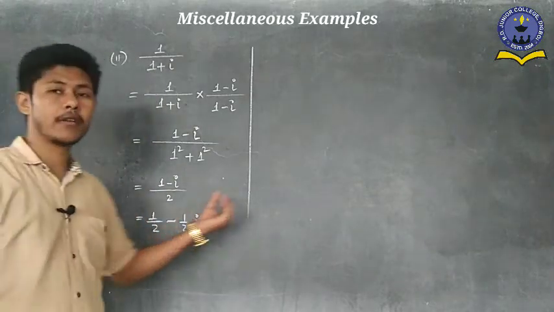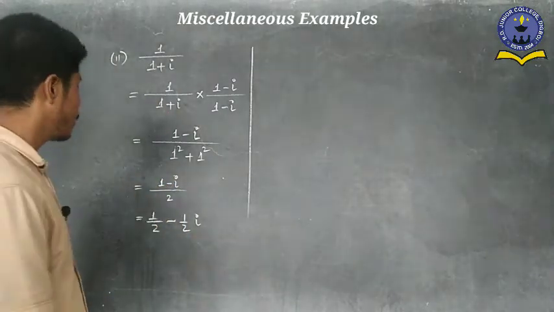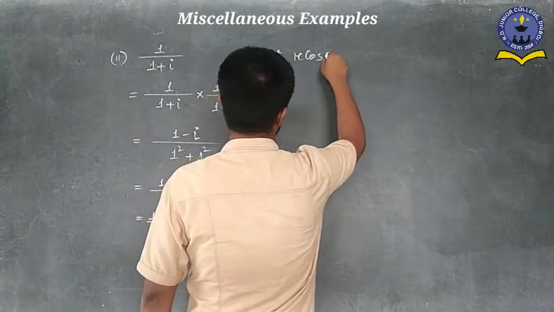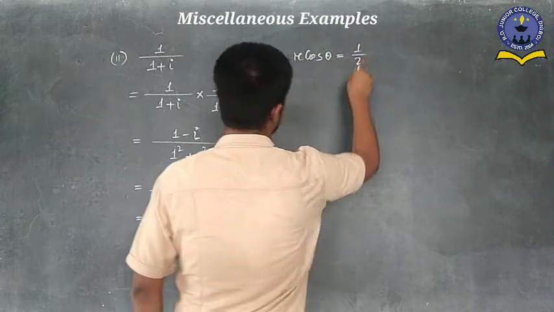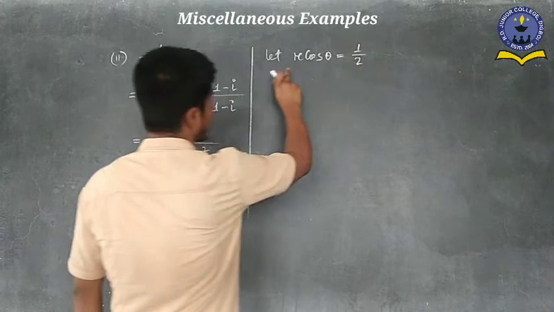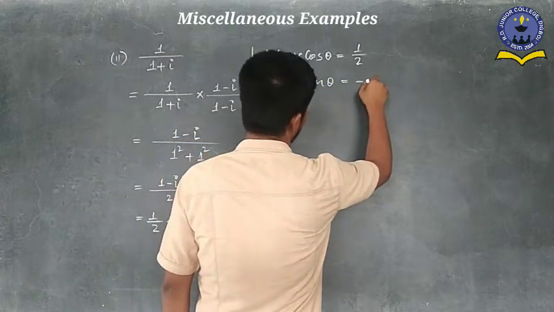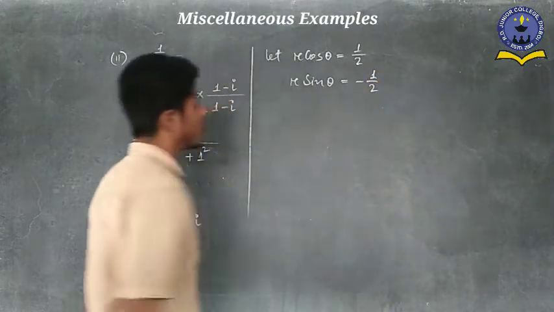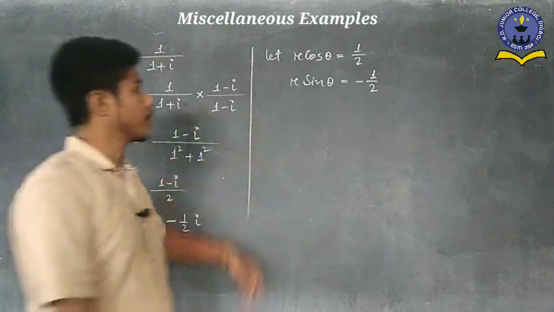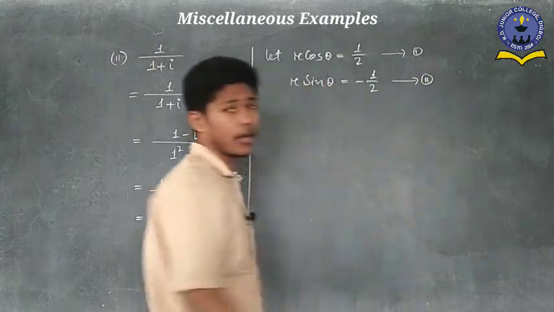So that's why we consider the real part equal to r cos theta, and the imaginary part equal to r sin theta. Let r cos theta equal 1 by 2. Is it clear? So r cos theta equals 1 by 2, and then r sin theta equals minus 1 by 2. So r cos theta and r sin theta, these two are the results. We call this equation number 1 and this equation number 2.